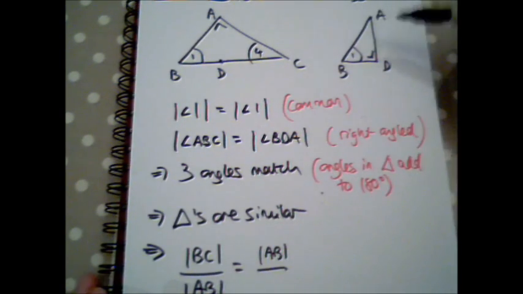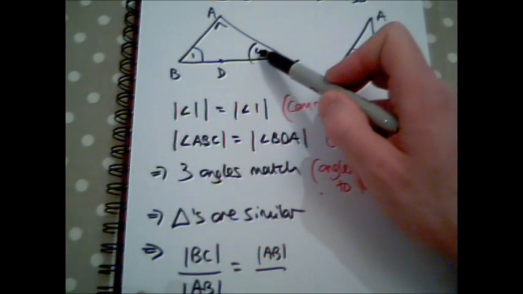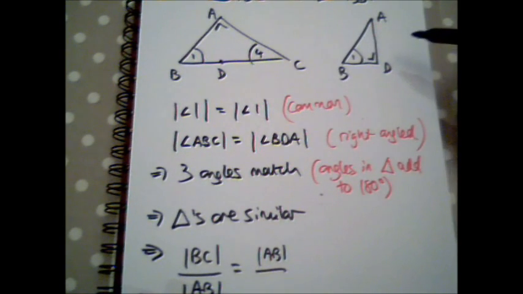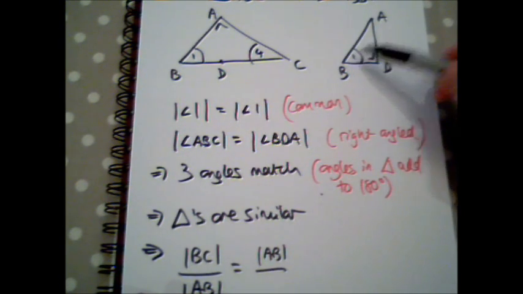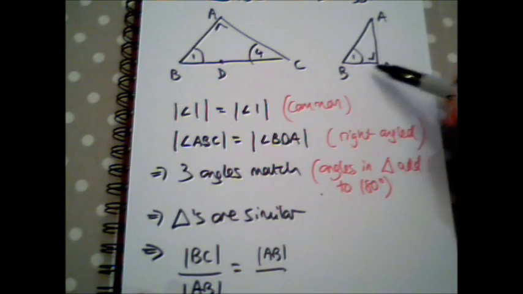The only question is which side over here corresponds to that AB. So AB here is across from the angle 4. So the one corresponding to it will have to be across from the angle 4. Now that's the angle 1. That's the right angle, so it's got to be the side across from this angle. So it's that side BD there.